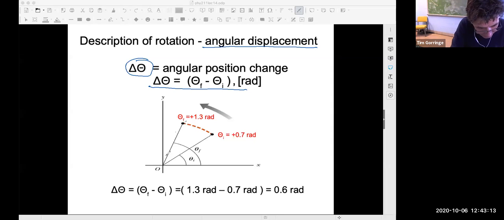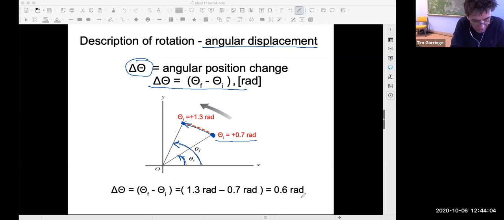Below here, I've got a little picture of angular displacement. On this graph, I'm imagining some object over here on the right that's rotated to over here on the left. Its initial angular coordinate, theta I, in this example was 0.7 radians, measured from the positive horizontal axis. Its final angular coordinate, theta F, is 1.3 radians, measured again from the positive horizontal axis.